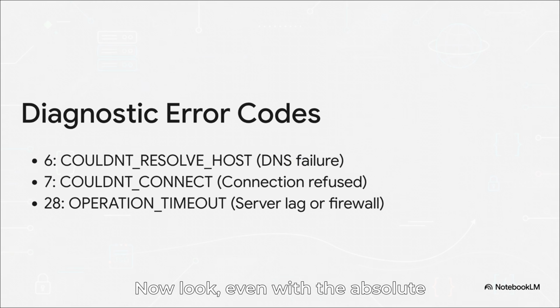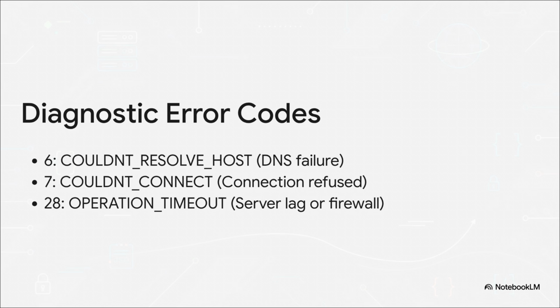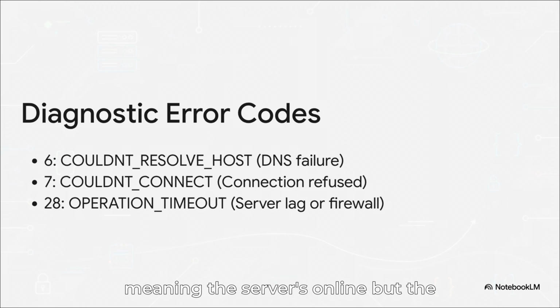Now look, even with the absolute perfect command, network failures are inevitable. When they happen, troubleshooting begins with the numerical exit code curl returns. These codes point directly to the specific layer of the OSI model where the failure actually occurred. Code 6 means couldn't resolve host, so a DNS failure. Code 7 is couldn't connect, meaning the server's online but the connection is refused, which is likely a closed port. And code 28 is an operation timeout, often caused by severe server-side lag. Decoding these exit numbers just gives you an instant diagnosis.